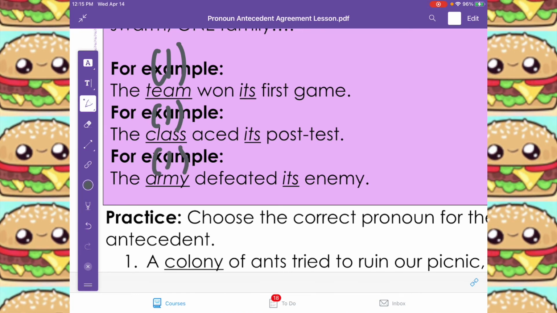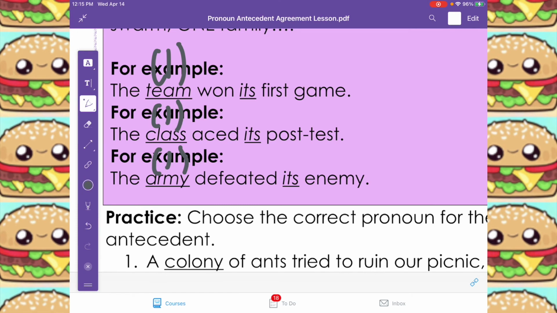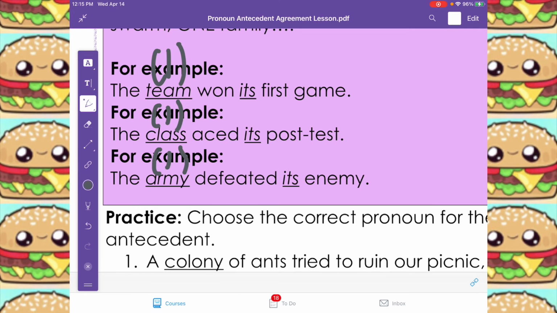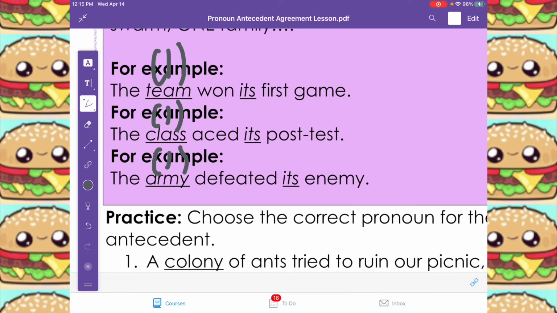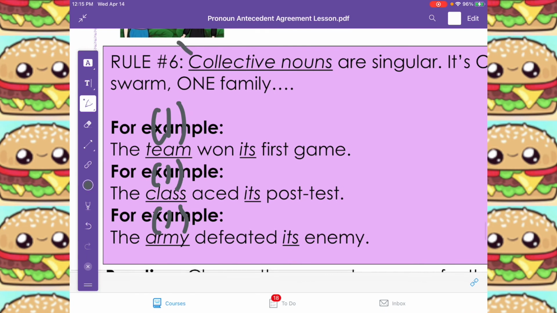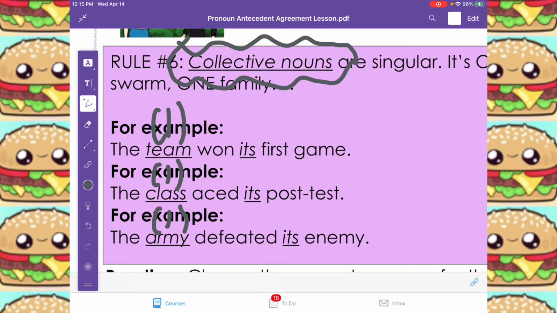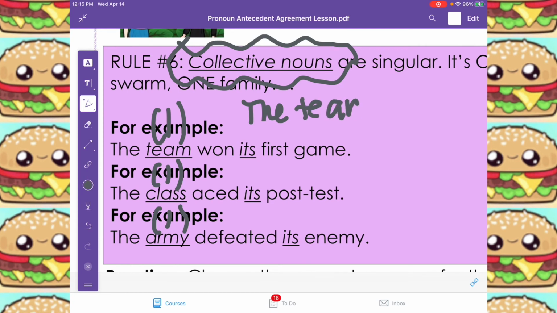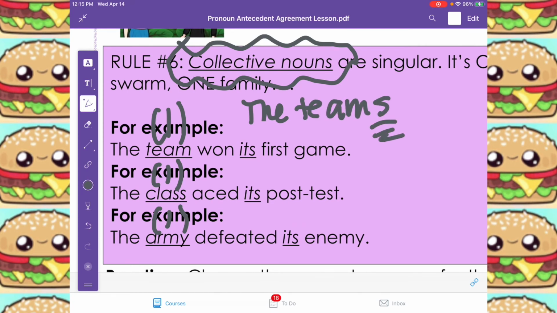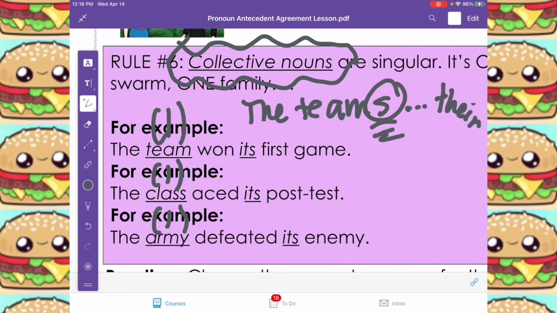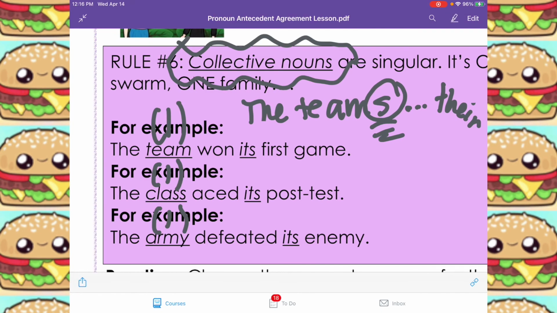So even though there's multiple people on the team, even though there's multiple people in the class, even though there's multiple members in the army, it's functioning as one unit. So it is singular. That's what a collective noun is. Now, if I said the teams, now it's plural. So then I would put there, because I have two. But if I'm talking about one team, then that is singular.